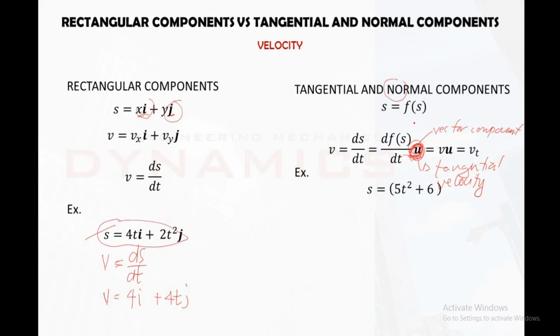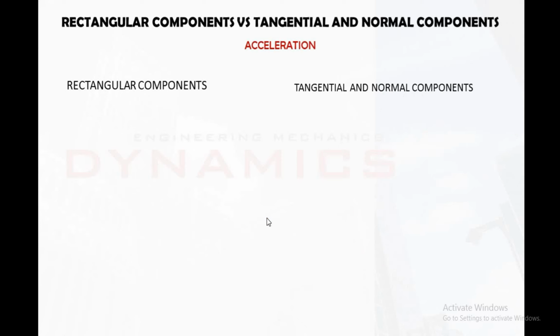Dito naman sa may tangential and normal components, if this is the function of your s, to solve for your velocity, that is simply equal to the derivative of s with respect to t. And that is equal to, anong derivative nito? 10t. Right? So again, review your calculus. Moving on.